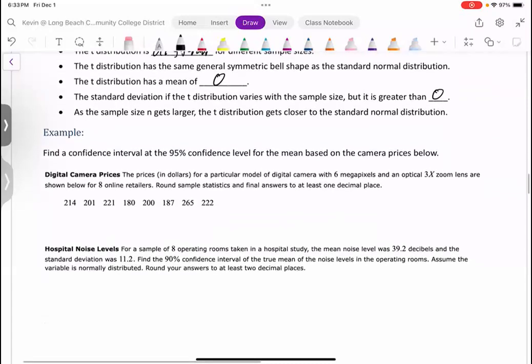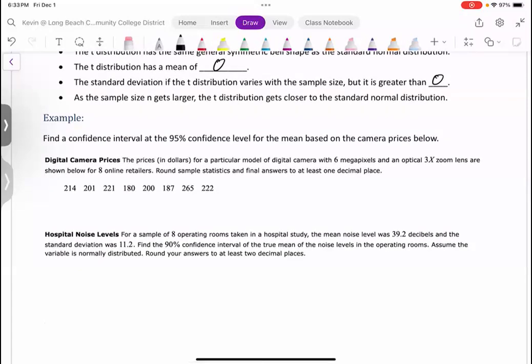So let's find a confidence interval at the 95% confidence level for the mean based on the camera prices below. So we have our C level is at 95%.